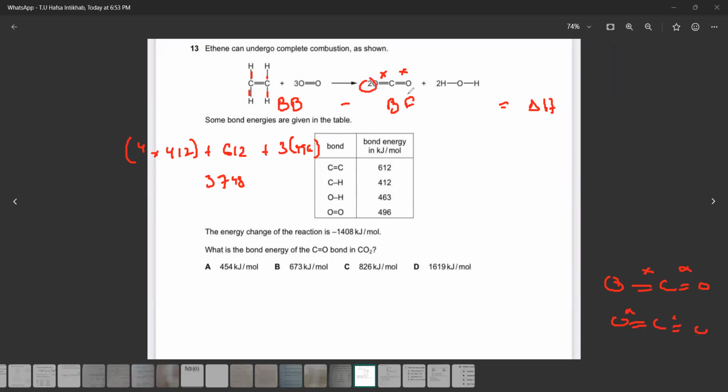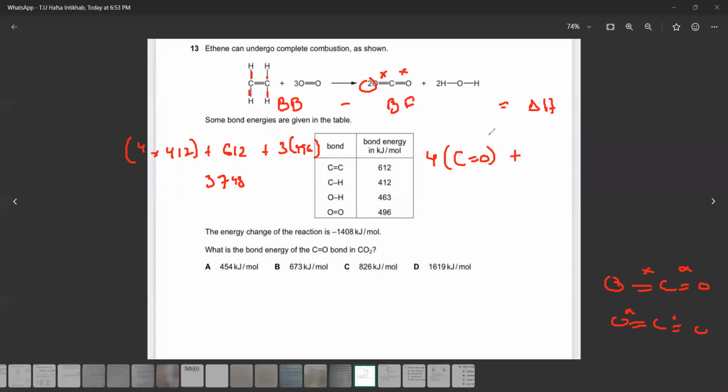So how many C=O bonds will be there? There will be 4 C=O bonds, or we can say 4X. This is 4X because one molecule contains 2 C=O bonds, so two molecules contain 4 C=O bonds. That's why 4 into C=O, or you can also say 4 into X. It's up to you. You can represent it by X or by the bond.